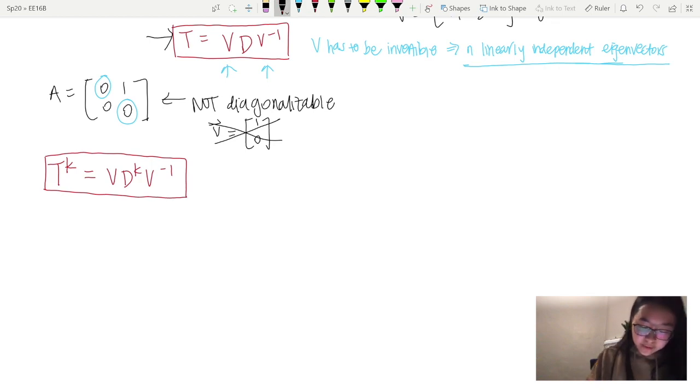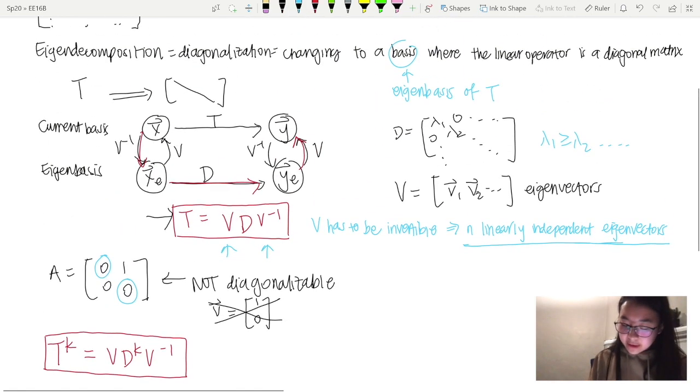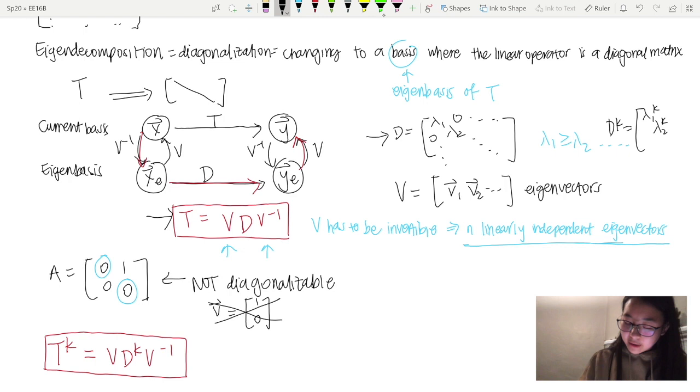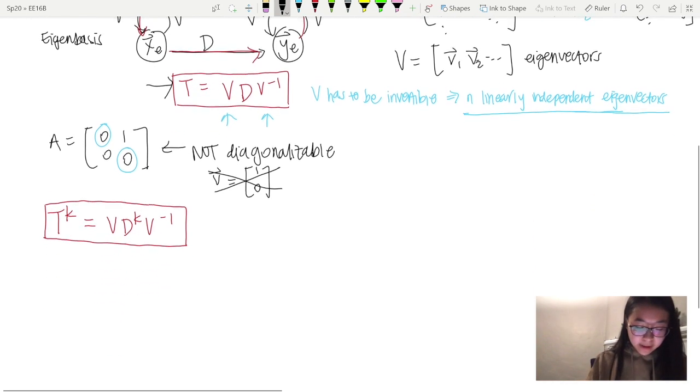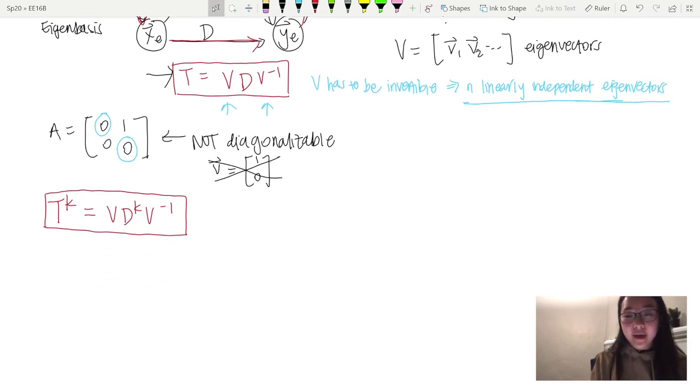And this is super helpful because if we go back and look at how the D matrix looks, if you were to take D to the k, that would just be the same as raising all of the lambda values on the diagonal to the kth power, while everything else stays as 0. So this is a really easy calculation to make, especially in comparison to having to multiply the T operator multiple times. But why is this true?